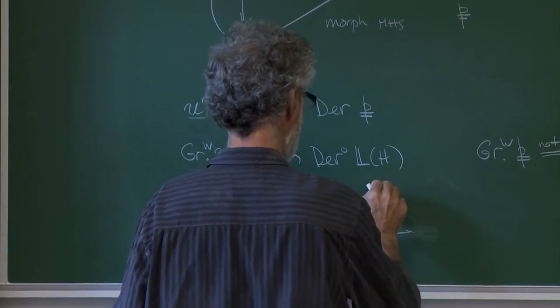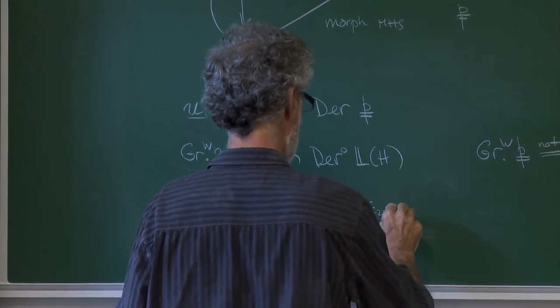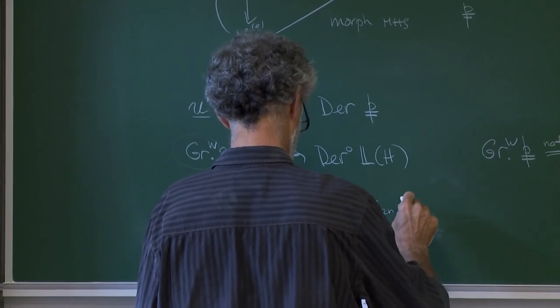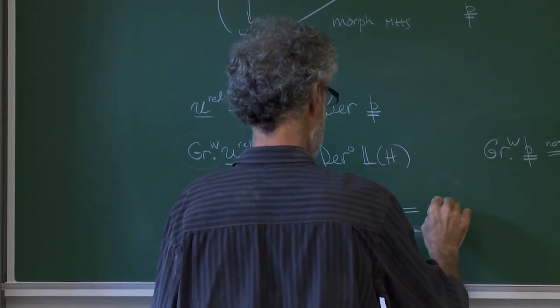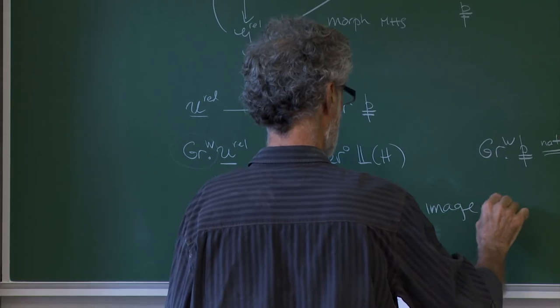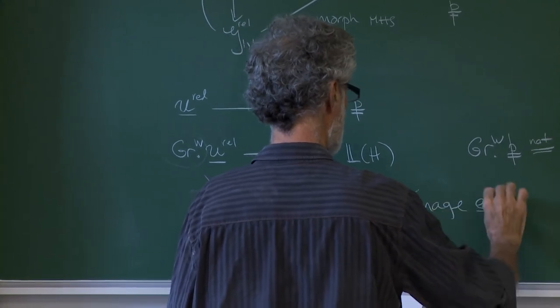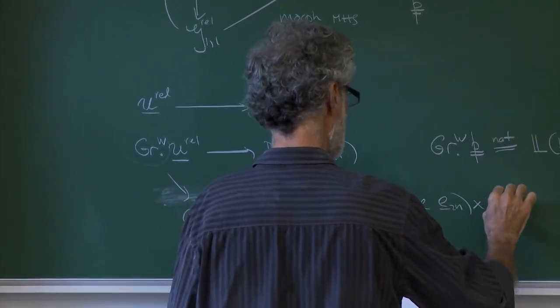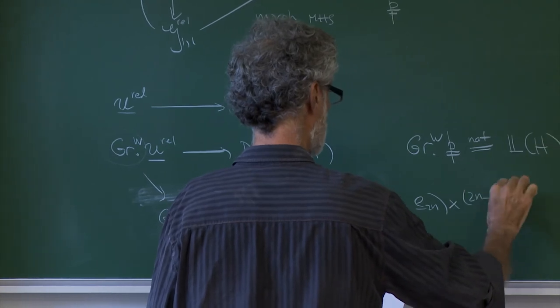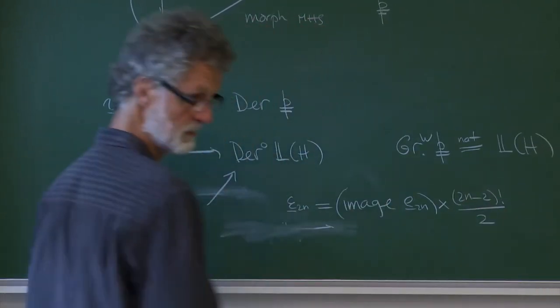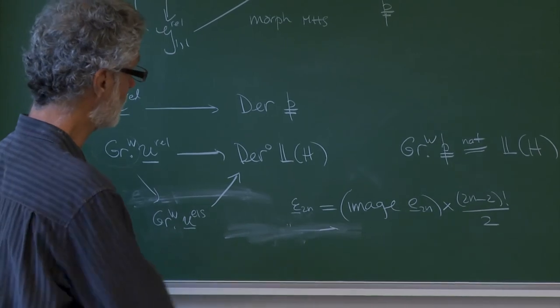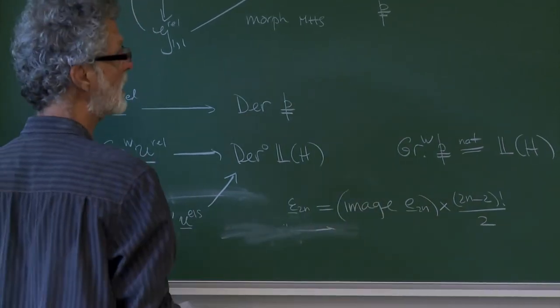So I'm going to define epsilon 2n to be equal to the image of E 2n times (2n minus 2) factorial divided by 2. I believe I have the correct normalization. So just a rescaling of these guys here.